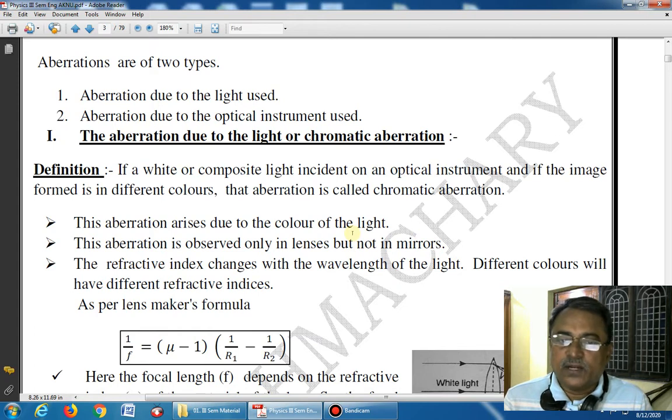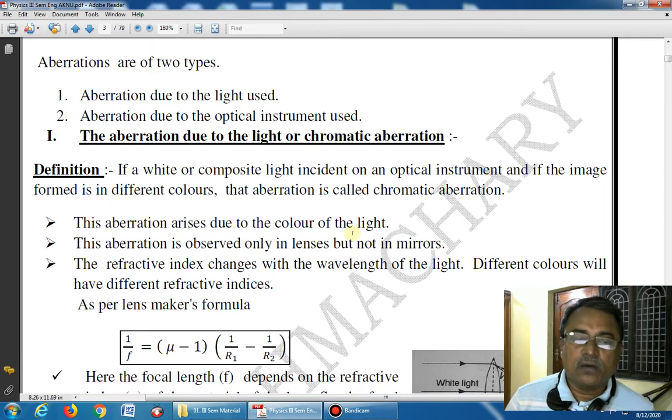And because of that, we will observe the chromatic aberration in case of lenses, but in case of mirrors, that chromatic aberration does not arise, because in case of mirrors the images are formed due to the reflection. In reflection there is no question of dispersion.